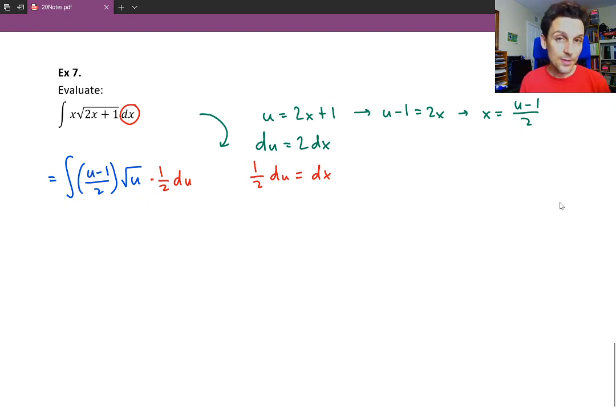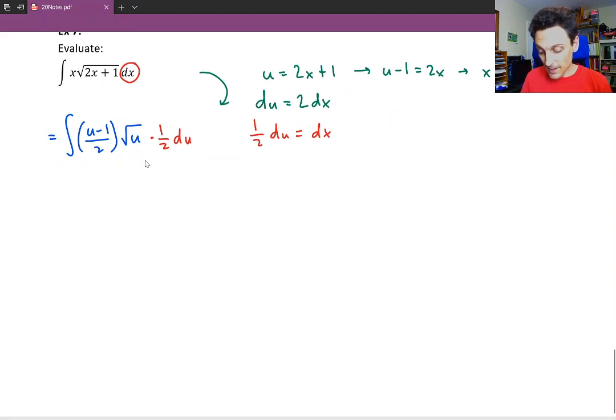Now you can always do this as long as you can solve for x, but it's not always going to help out. It's just that in this particular case, it does help out. The reason it helps out is because it shifts the plus that was inside the radical into a minus outside the radical. And that makes it much better because we're going to be able to distribute this square root of u into each of these terms, the u and the minus 1. And then we can integrate separately. We can integrate term by term.